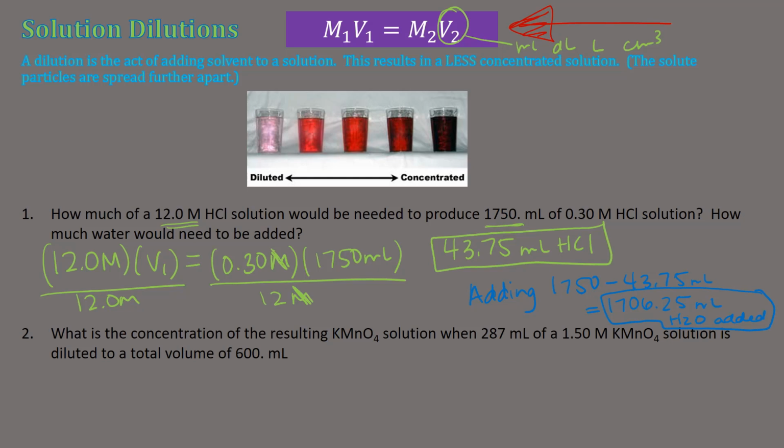So the next problem is, what is the concentration of the resulting KMnO4 solution when 287 milliliters of a 1.5 molar KMnO4 solution is diluted to a total volume of 600 milliliters? So I'm going to say 287 is my V1 and 1.5 is my M1. So 1.50 molar, 287 milliliters V1, and then I'm looking for M2. I want to know what my new concentration would be, and this is total volume, so it's all good. I can just stick that right in here.